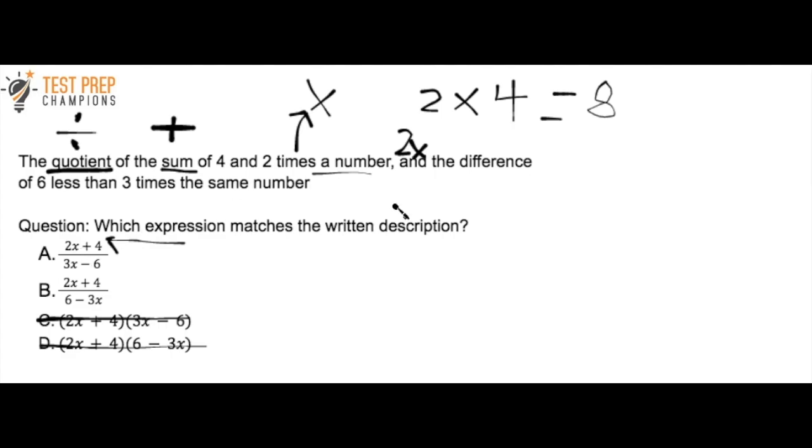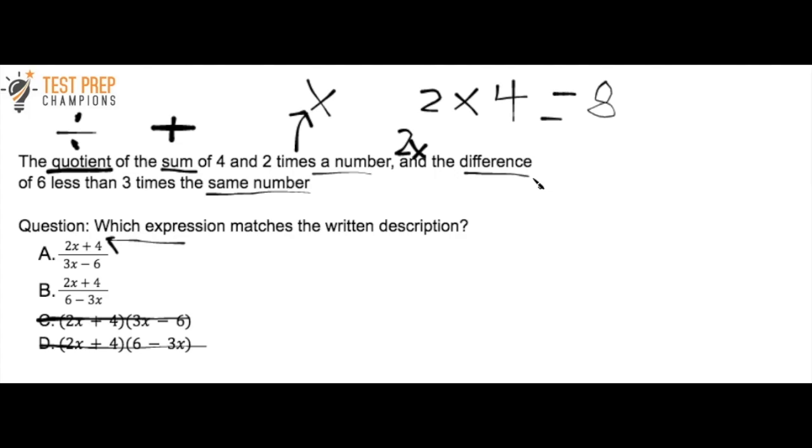Okay. And then it goes on to say, and the difference of 6 less than 3 times the same number. So one thing I want to point out right away, it says the same number, but it doesn't tell us what that number is. So you're not going to see an x on the top and a y on the bottom. The variable in both the top and the bottom of our fraction is going to be x because it tells us it's the same number. So it says, and the difference, so difference is usually going to mean subtraction, right?